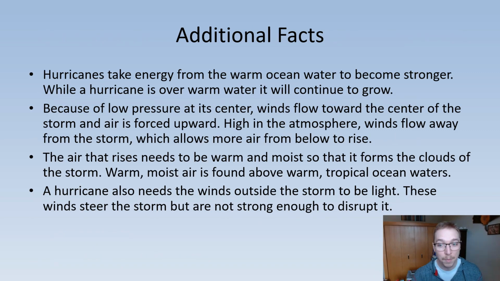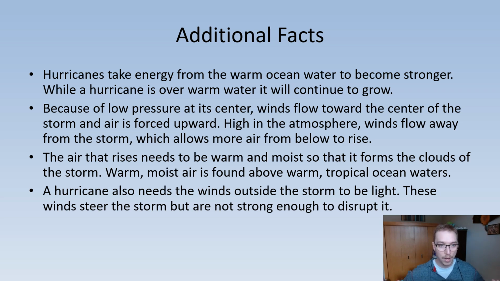Some additional facts. Hurricanes take energy from the warm ocean water to become stronger. While a hurricane is over warm water, it will continue to grow. Because of low pressure at its center, winds flow towards the center of the storm and air is forced upwards. High in the atmosphere, winds flow away from the storm, so convergence at the surface, divergence aloft. That divergence aloft is what allows more air from below to rise.